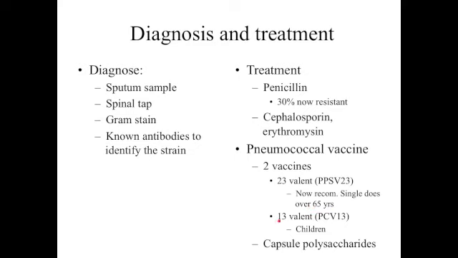And the other vaccine is 13 valent. So it protects against 13 different strains. And this one is actually used in children. Both of these vaccines are made up of the capsular polysaccharide. So they have those polysaccharides and polypeptides that make up the capsule of the bacteria. And that's what your immune system is going to react to when you get one of these vaccines. So that's it. Those are our streptococcal species, the diseases they cause, how to diagnose them, and how to treat them.